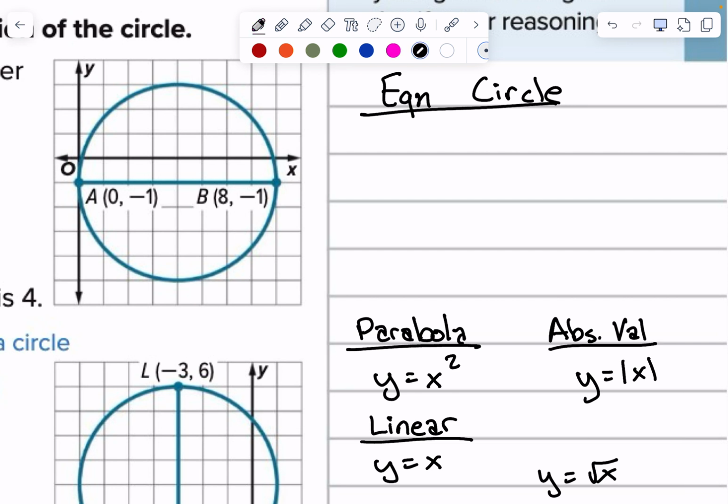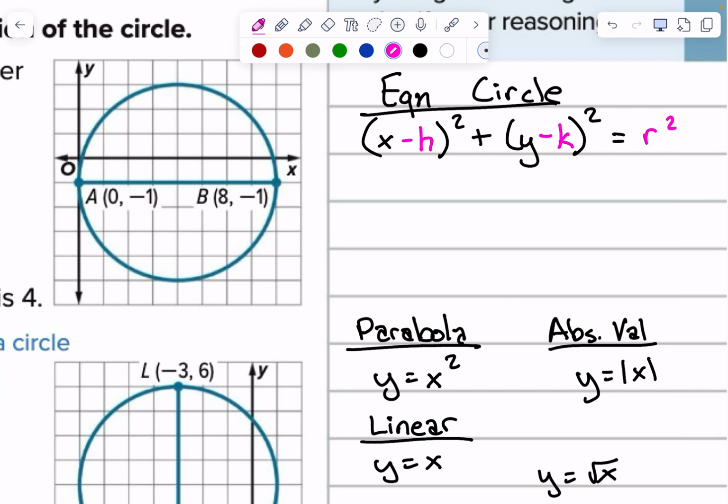The equation of a circle is x minus h squared plus y minus k squared equals r squared. It is the Pythagorean theorem. I know the distance formula is the Pythagorean theorem. The equation of a circle is also the Pythagorean theorem. A squared plus b squared equals c squared.